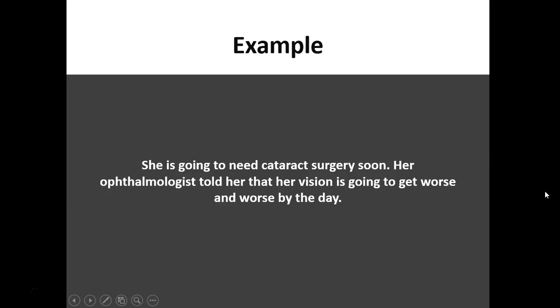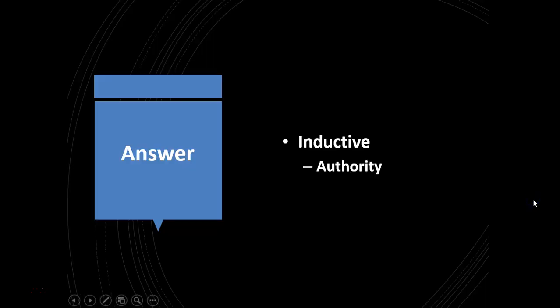And finally, she's going to need cataract surgery soon. Her ophthalmologist told her that her vision is going to get worse and worse by the day. So here's your conclusion. Well, how do you know this is true? How do you know she's going to need cataract surgery soon? Because her ophthalmologist told her, an authority told her. So that is inductive authority. Okay, everybody, that's it for 1.3 and recognizing these different argument forms.